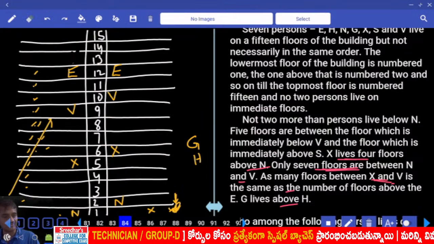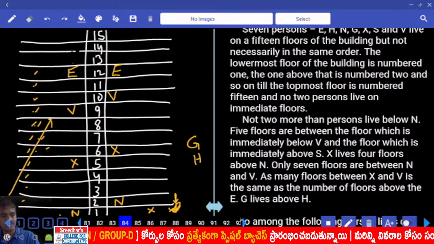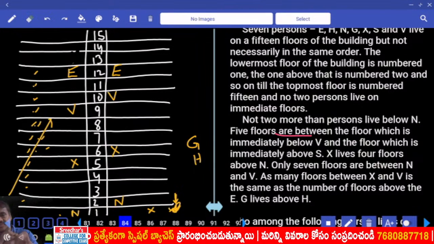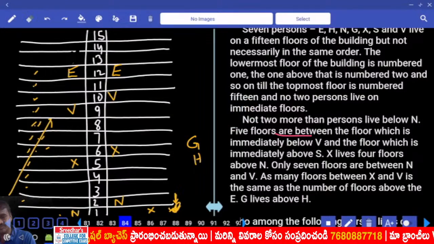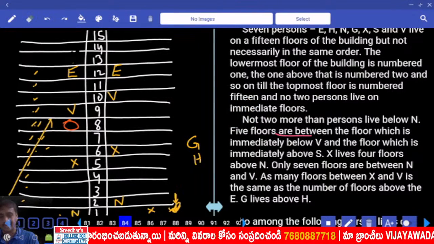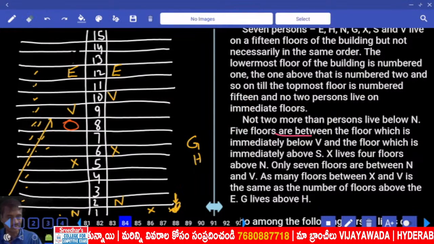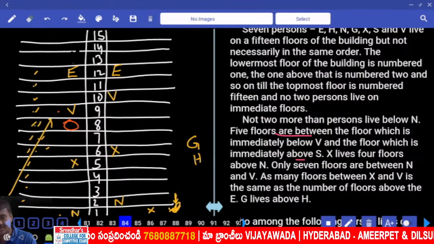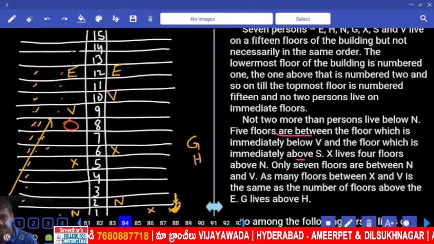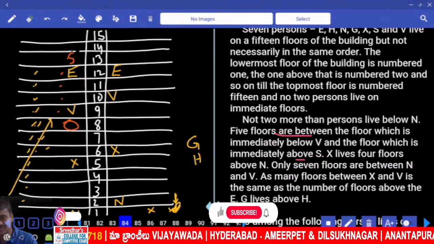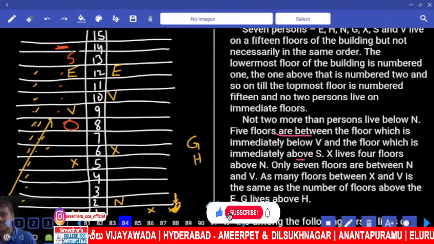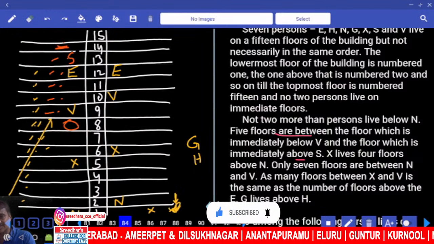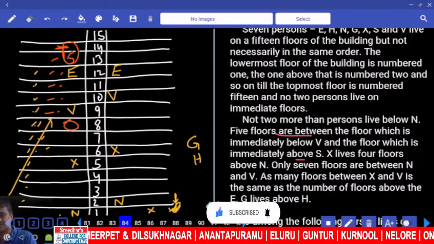Now we have one more information. What is that information we have? And 5 floors between the one who is immediately below V. Now let us take, for example, immediately below V this person, and immediately above S. There must be exactly how many people? 5 people. 5 people means 1, 2, 3, 4, and now if S is here, then immediately above this. And so many 1, 2, 3, 4, 5 done.